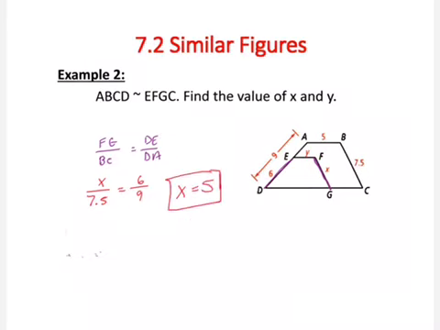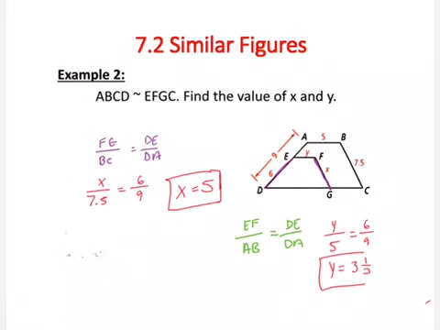We can do the same setup to find y, because for y we should know that EF over AB, that proportion, should be equal to the other proportion, in this case DE over DA. So with that, we end up with y over 5 equals 6/9. We'll cross multiply, and we should get y to equal 3 1/3, or 3.33.